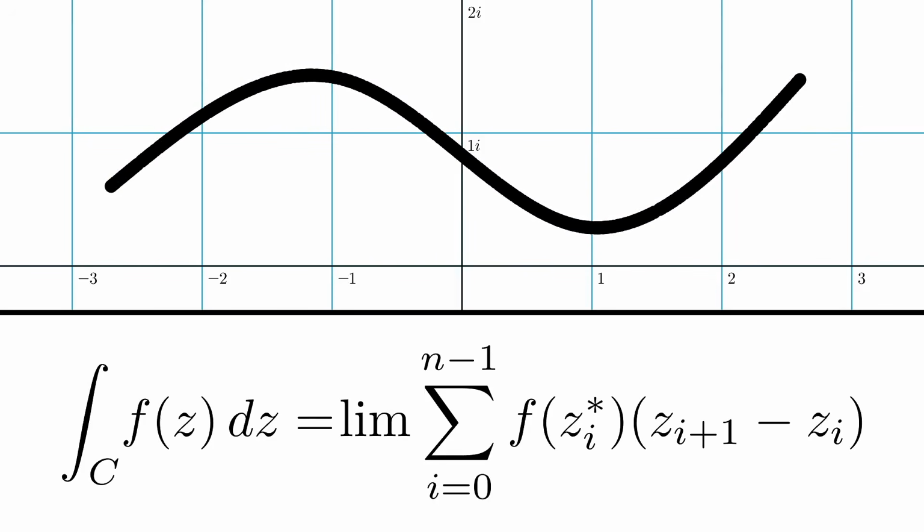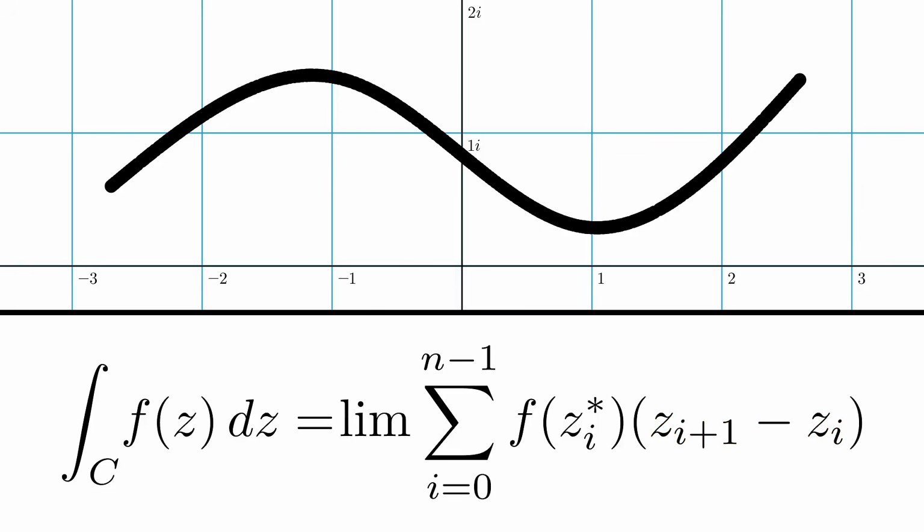The biggest distinction to be aware of here is that this zi plus 1 minus zi term no longer has anything to do with the width of a rectangle, but rather this is some strictly complex number indicating the direction the curve C is going.